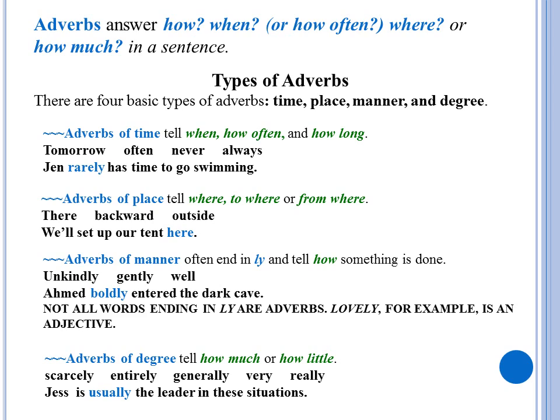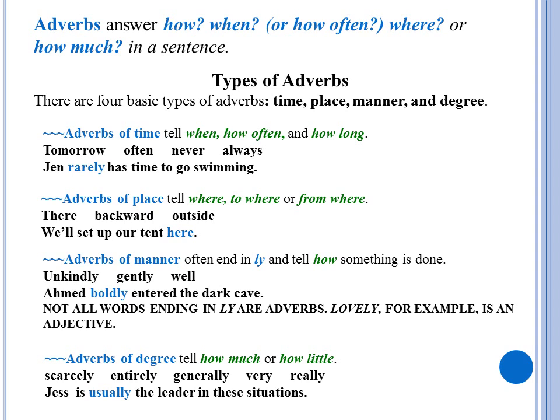Again, to review, adverbs answer the questions how, when, or how often, where, or how much in a sentence. There are four basic types of adverb: time, place, manner, and degree. Adverbs of time tell when, how often, and how long. Some examples of these are the words tomorrow, often, never, and always. Adverbs of place tell where, to where, or from where. Examples are there, backward, outside.